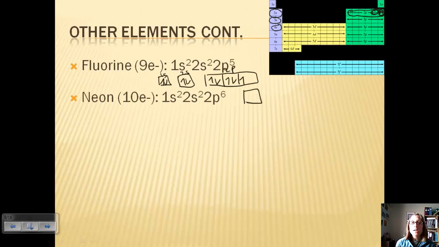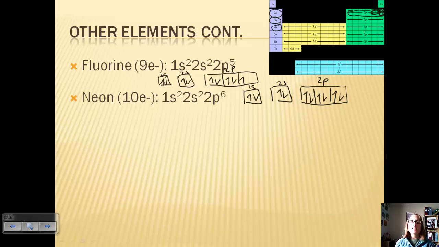And so what that means is my 1s is full, my 2s is full, and my 2p, because I have 3 orbitals and each one can hold 2 electrons, my p is also full. 1, 2, 3, 4, 5, 6. Remember, the thing about noble gases is that they don't react with other things, and that's partially due to this. All of their orbitals are full, and they want to be full. Full means stable, and so they're already stable. They don't need to bond with anything else to get electrons.